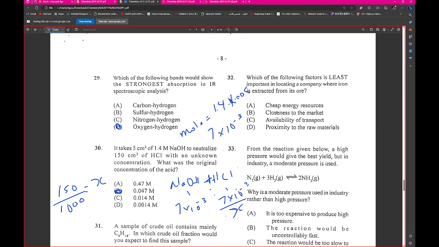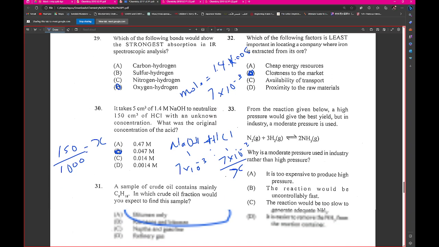32. Which of the following factors is least important in locating a company where iron is extracted from its ore? Which is the least important? B, as in boy. Okay, closest to the market. Everybody else agrees? I agree. So we have that there, closest to the market.